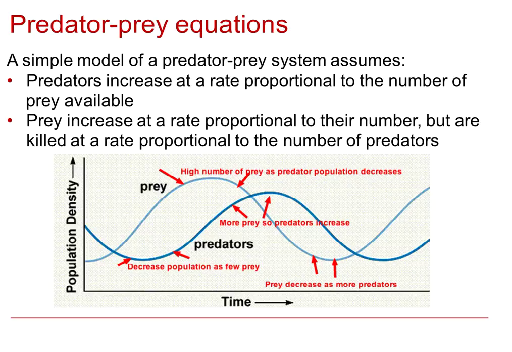Predator-prey equations are usually a pair of first-order nonlinear differential equations, frequently used to describe the dynamics of biological systems in which two species interact, one as predator and the other as prey. A simple model of a predator-prey system assumes that predators increase at a rate proportional to the number of prey available, and that prey increase at a rate proportional to their number, but are killed at a rate proportional to the number of predators. This is depicted in the graph below.